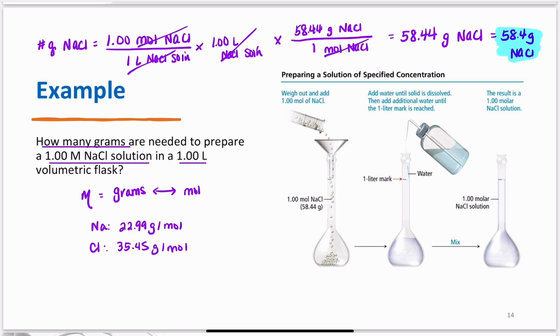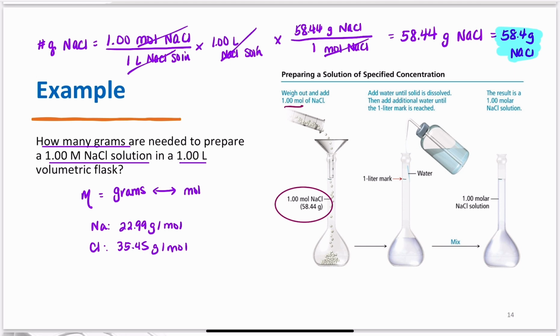So let's see what they did here. Preparing a solution of specified concentration, we have to add 1 mole of sodium chloride. Well, we've determined that 1 mole would weigh 58.44 grams. And good thing we did our math right. It's confirmed here. They weighed out 58.44 grams of NaCl, and they added it to that volumetric flask.